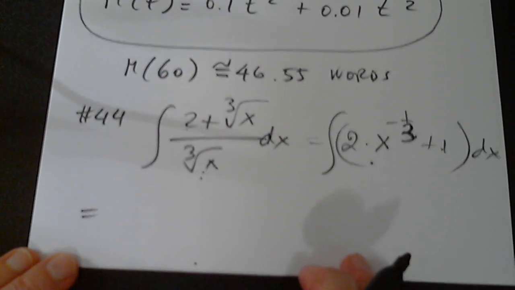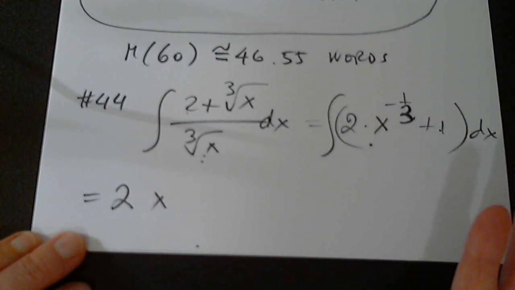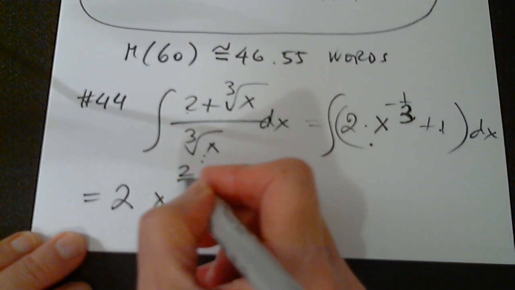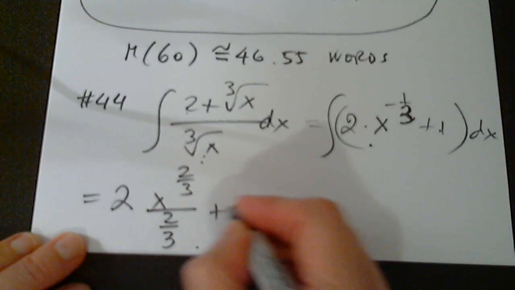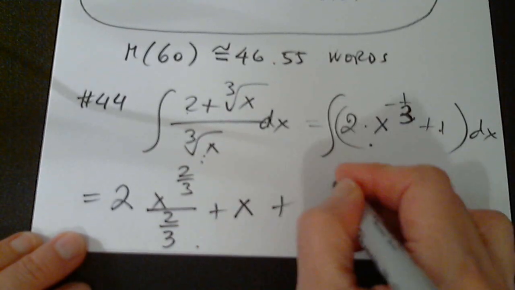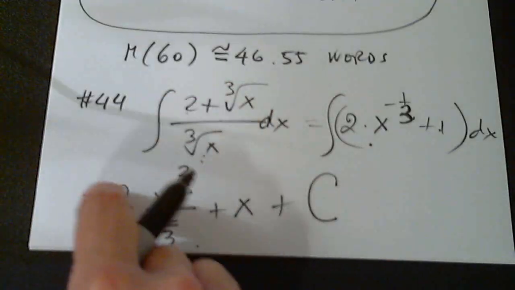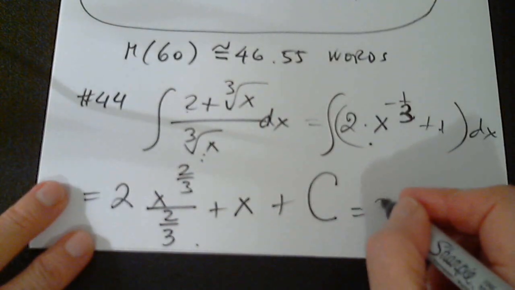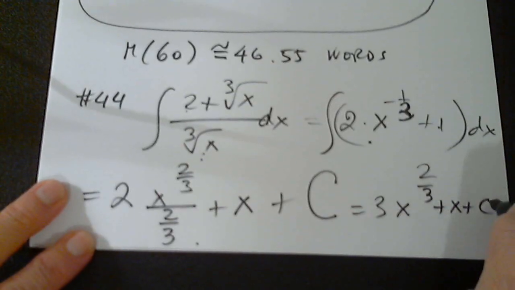So now from here, I have 2x to the negative 1/3 plus 1, which is 2/3, divided by exactly the same number, plus the antiderivative of 1, which is x, plus a constant c. I have to flip, and when I flip, I simplify the 2. So this is 3x to the 2/3 plus x plus a constant c.